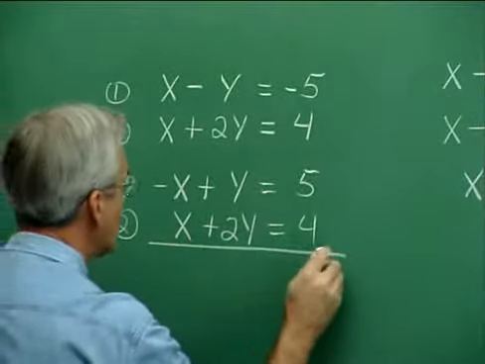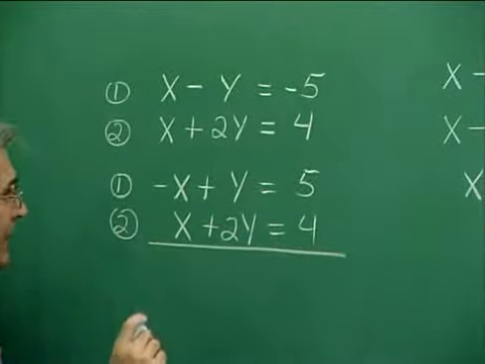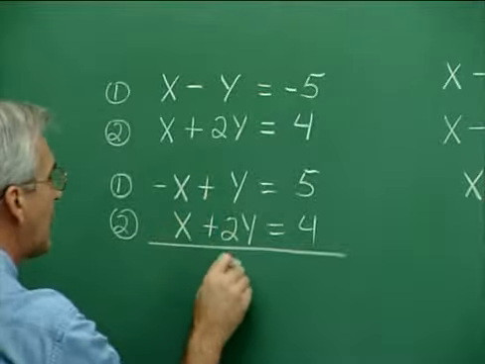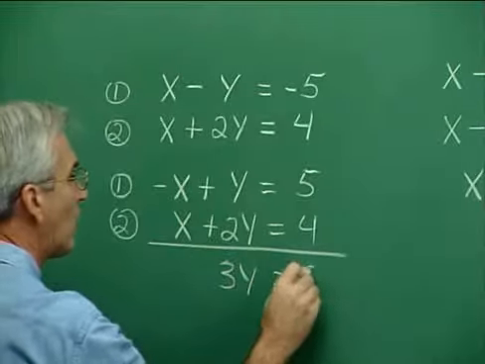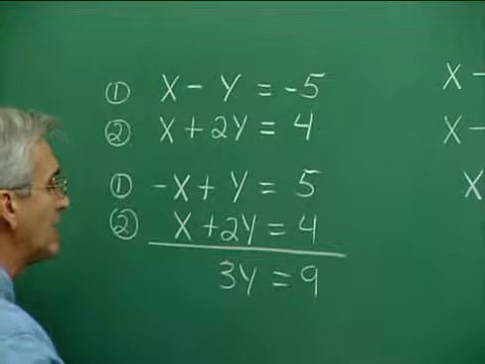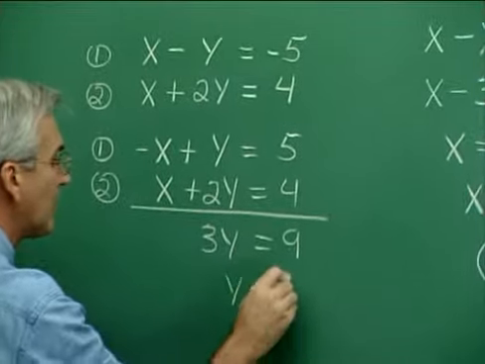Add the two equations. The x's go out as expected. Then 1y plus 2y is 3y. 5 and 4, 9. Dividing on both sides by 3, we find y to be 3.